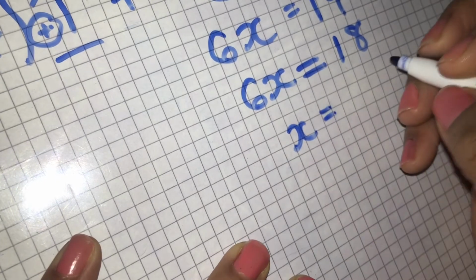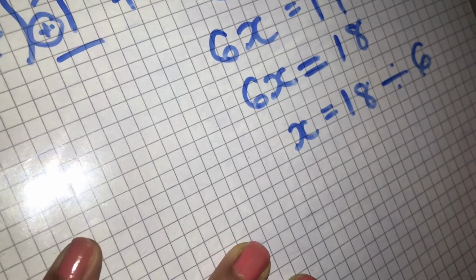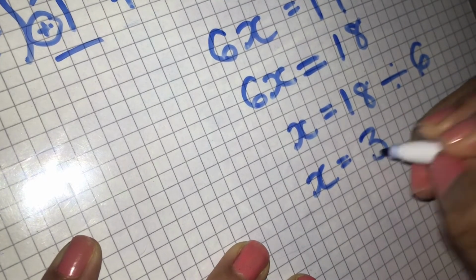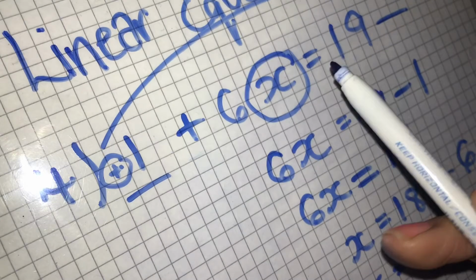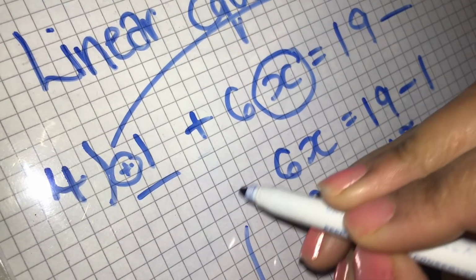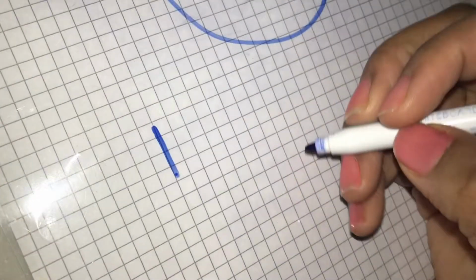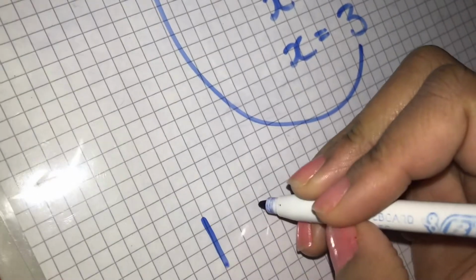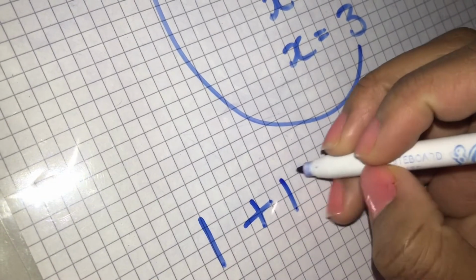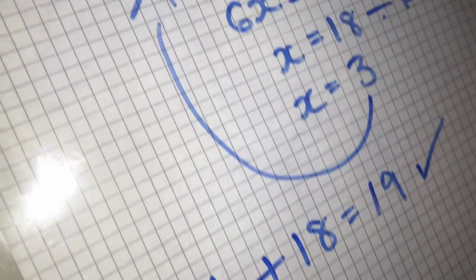So x equals 18 divided by 6, which is 3. Let's substitute it back in and see if it makes sense. So 1 plus 6 times 3, which is 18, equals 19. Is that correct? Yes, it is.